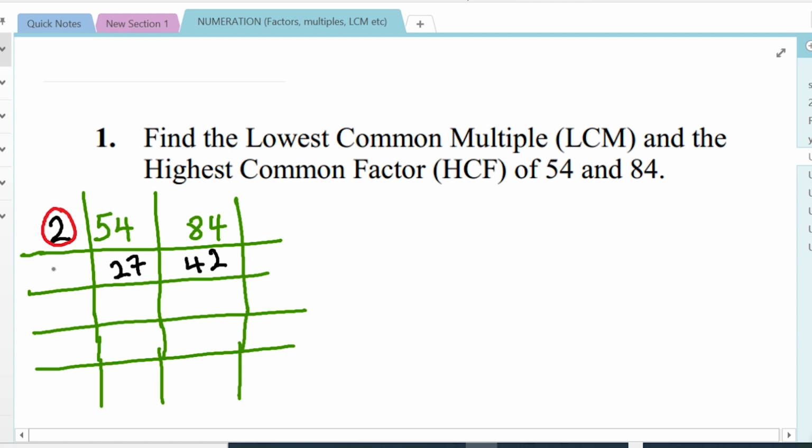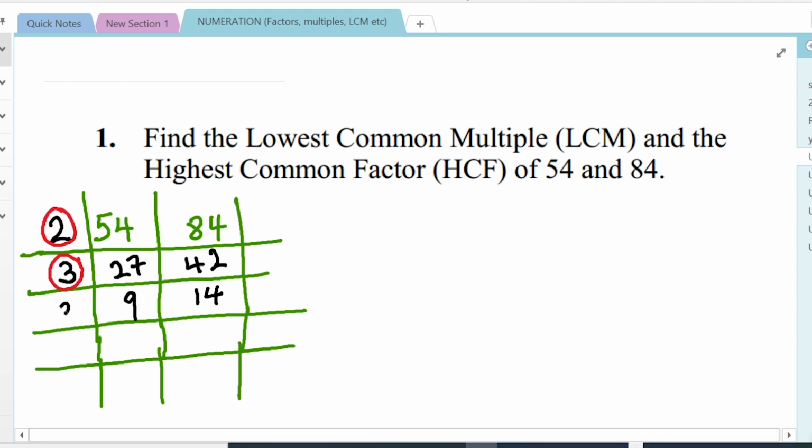These two, let's divide them through by 3. 27 divided by 3 is 9. Then 42 divided by 3 is 14. So you realize that 3 was able to divide both numbers. So we also circle it, or you mark it. Then move on to the next.